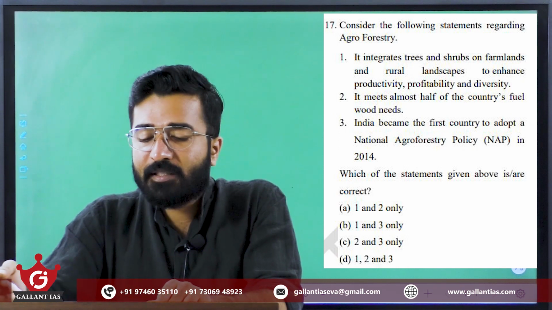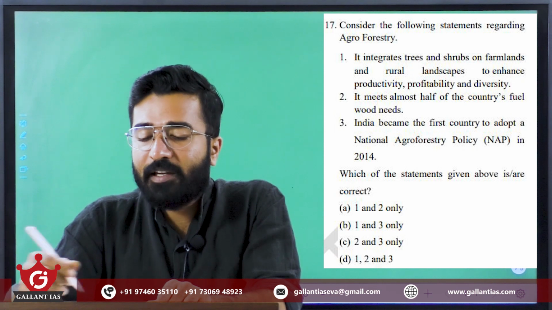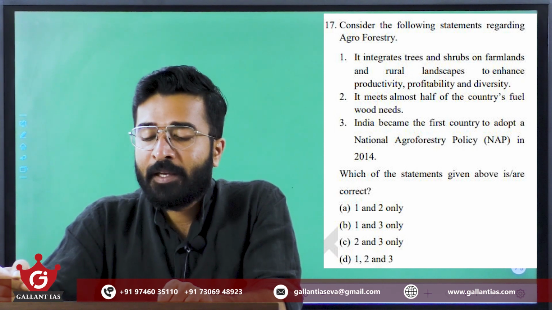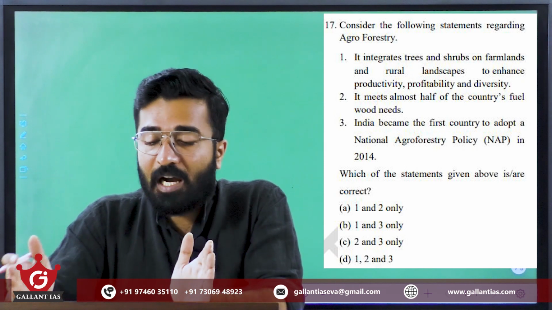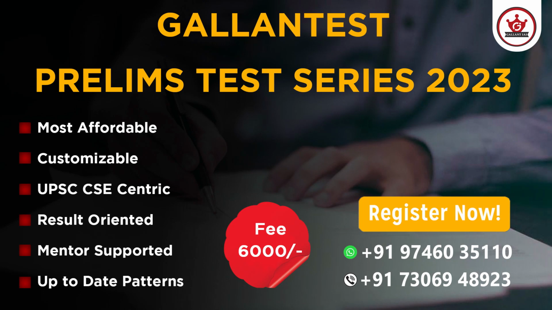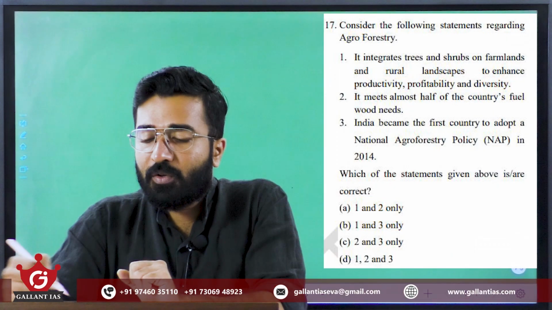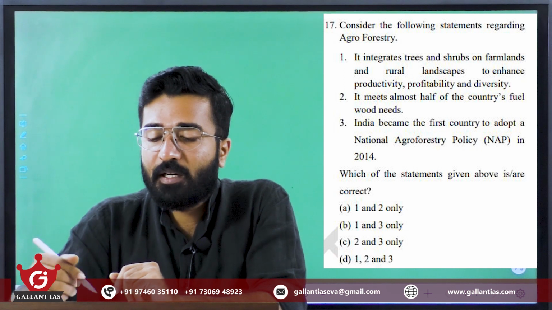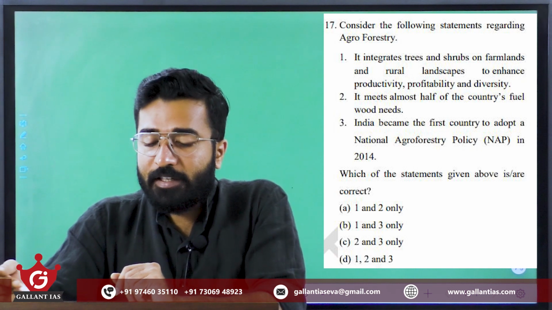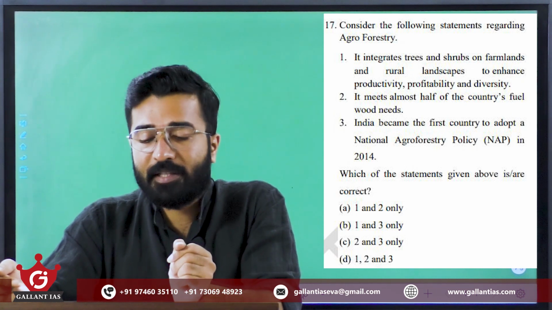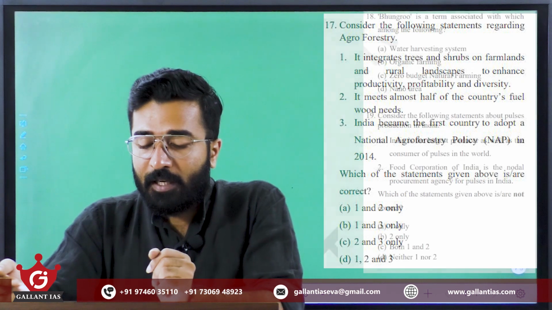So fuel wood needs are normally almost half, and it is not an extreme statement. They made it so general, almost half only. They did not say almost all or almost 75%, it's just close to half. So fuel wood needs can be obtained from these agroforestry trees. That is true. India became the first country to adopt a national agroforestry policy in 2014. Even that statement is correct. So 1, 2 and 3.